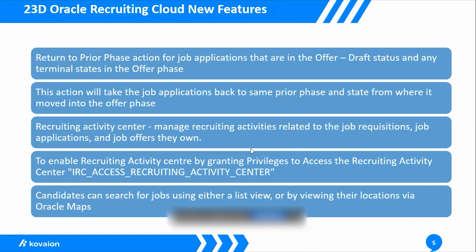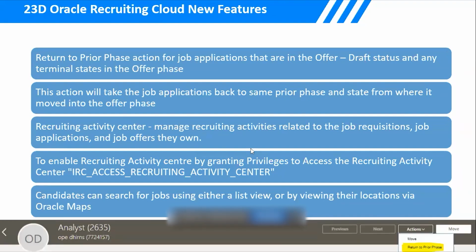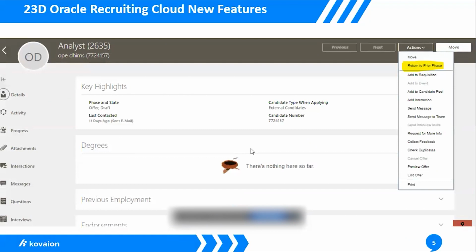The first feature is return to prior phase. If a candidate has reached the offer phase and the user wants to return to the prior phase, for a job application in any terminal state in the offer phase, below is the action they can use to return to the prior phase. The from state as well as the phase can be changed.